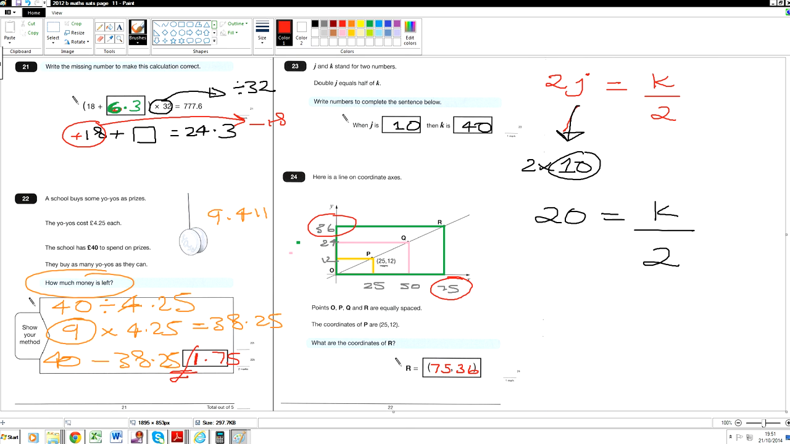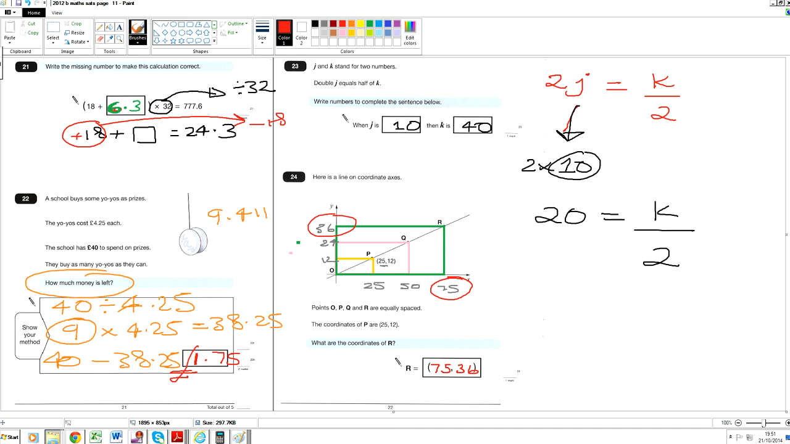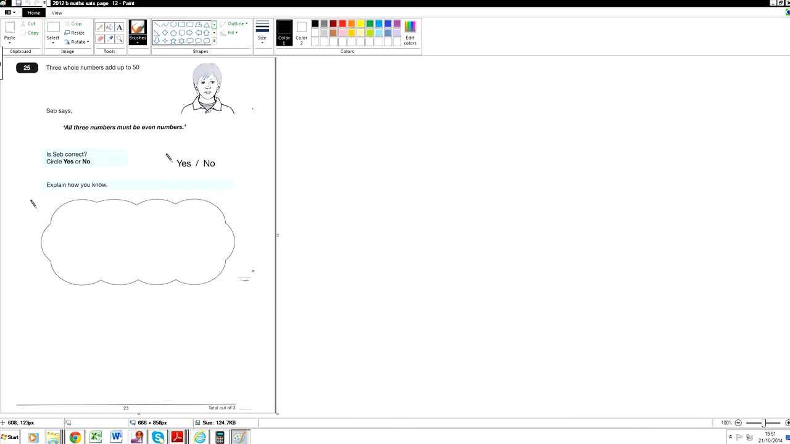Okay, ready for the last page? Yes, sir. Okay. Last question. 3 whole numbers add up to 50. Seb says all 3 numbers must be even numbers. Is Seb correct? Circle yes or no. And the answer is No.